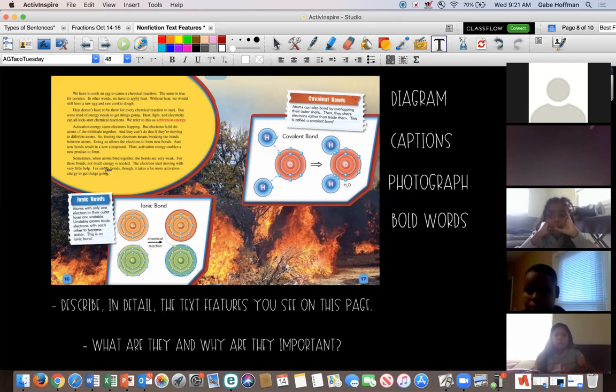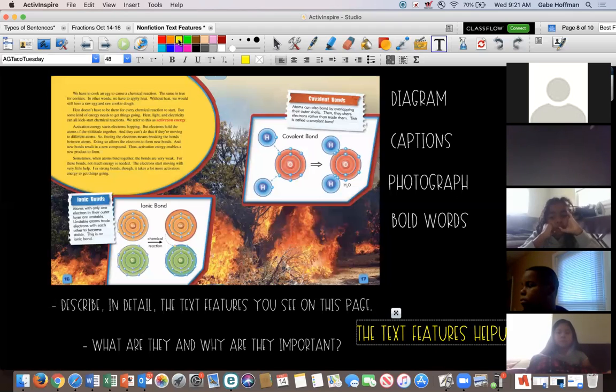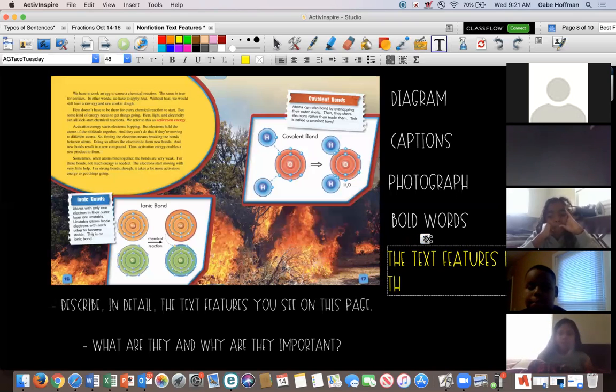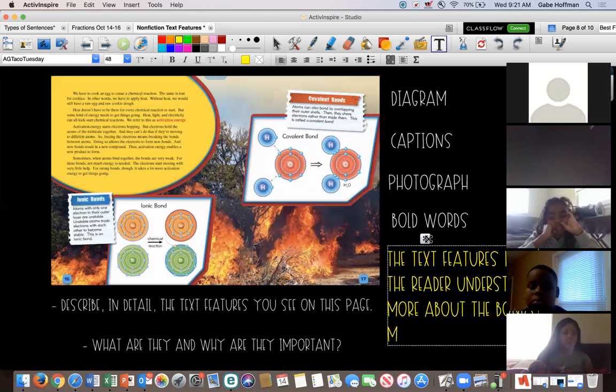So to teach us a little bit more about those bonds, they have a little side note over here in the captions, and then they have diagrams to show us what each of those kinds of bonds looks like, right? So why were they important? They help us understand. So that question's down here. I'm going to move it up here. Text features help the reader understand more about the bonds mentioned in the main text, right?